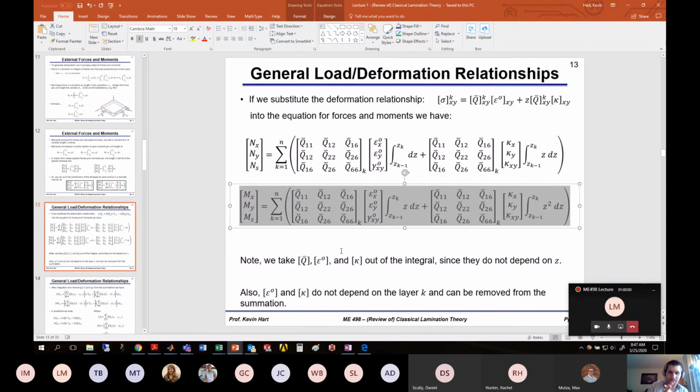so this is where we'll stop for today. We'll pick it up and discuss next time how we can relate these applied loads and applied moments to stresses and strains to actually develop things like what is the stiffness of the laminate as a whole. Okay, so that's it for material.